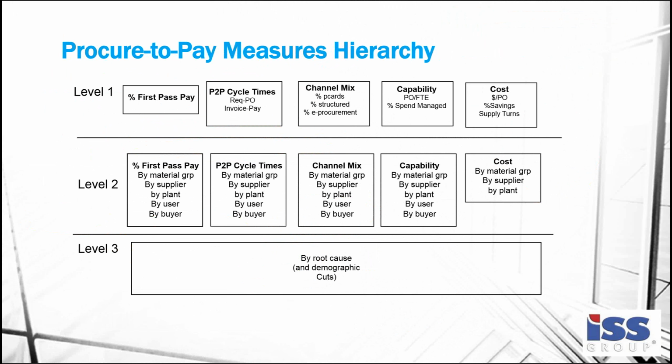Percent first pass pay, the same. What suppliers are realizing a percent first pass pay, maybe in an 80 or 90% area, and what are in the 20% area, and investigate and find out why. So it's basic process improvement using these analytic diagnostic methods. So, next slide.